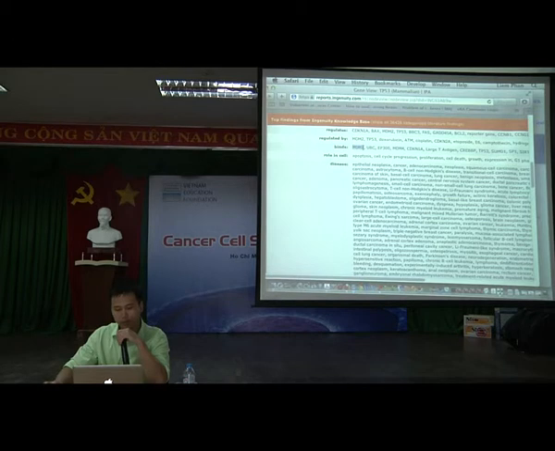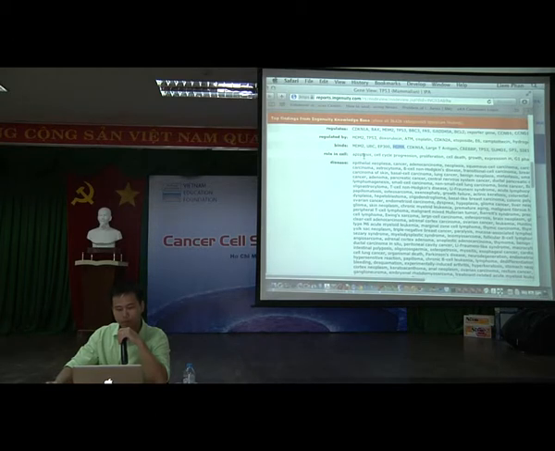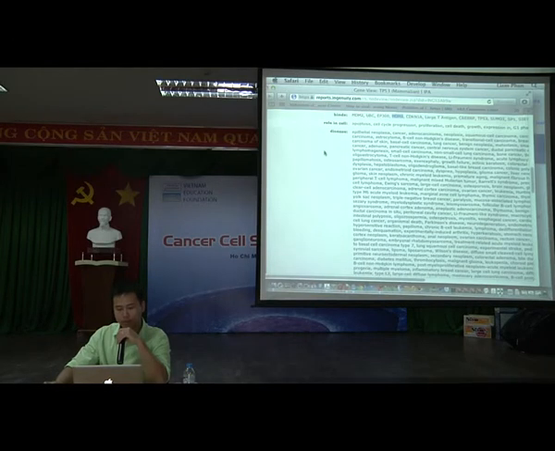This is the binding partner of P53. For example, MDM2, MDM4. MDM2 when it binds to P53 will cause P53 degradation. MDM4 when it binds to P53 will cause P53 change in the cellular localization. And this is the role of p53, like apoptosis, cell cycle progression, proliferation, etc. And this is disease involved in p53.